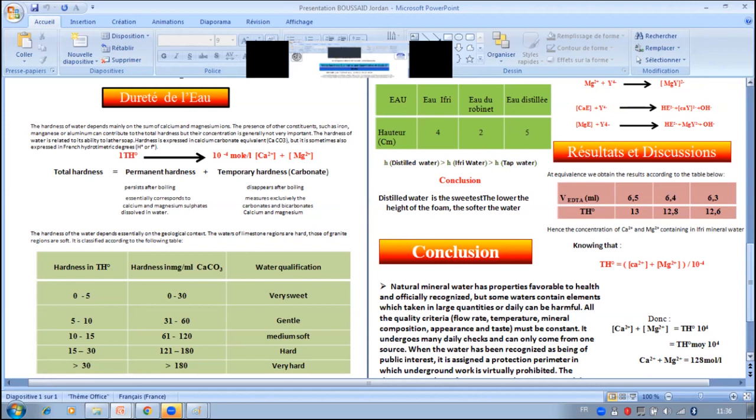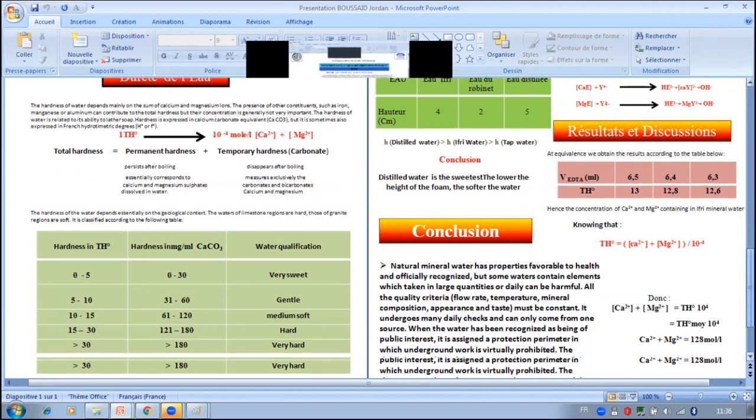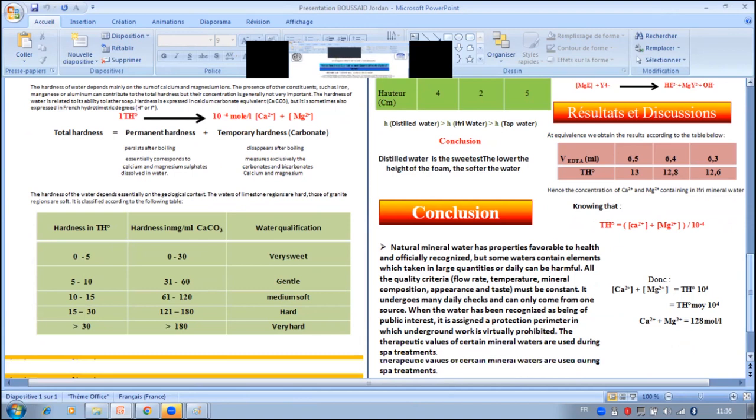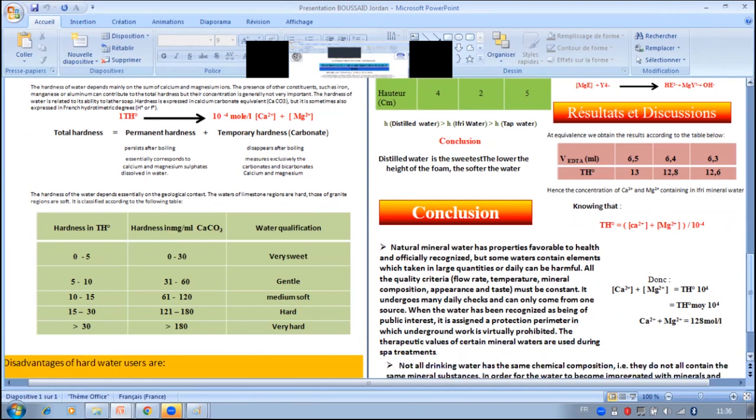Total hardness is the sum of permanent hardness and temporary hardness. For every type of water quality, we can classify the water according to its hardness. We have very soft water, soft water, medium, hard, or very hard.